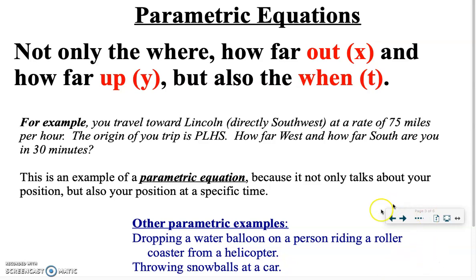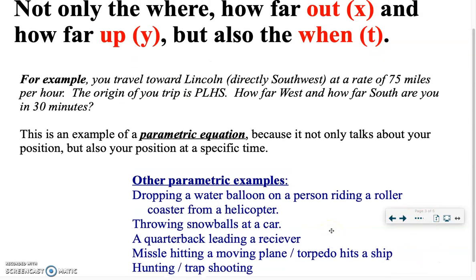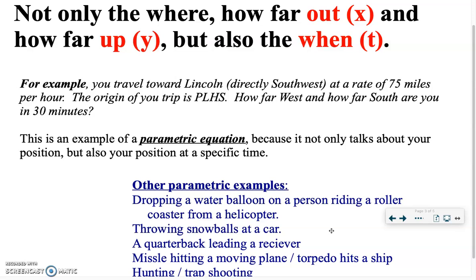Okay, so I've got an example here. I think that we all could probably relate to this. What if we were driving to Lincoln? Okay, Lincoln is directly southwest of here. We left from PLHS. We're driving to Lincoln. We said here in my made-up example that we're driving at a rate of 75 miles per hour. The origin of your trip is PLHS. How far west and how far south are you after 30 minutes? Okay. So what that means is that we're going to leave from high school, drive to Lincoln.